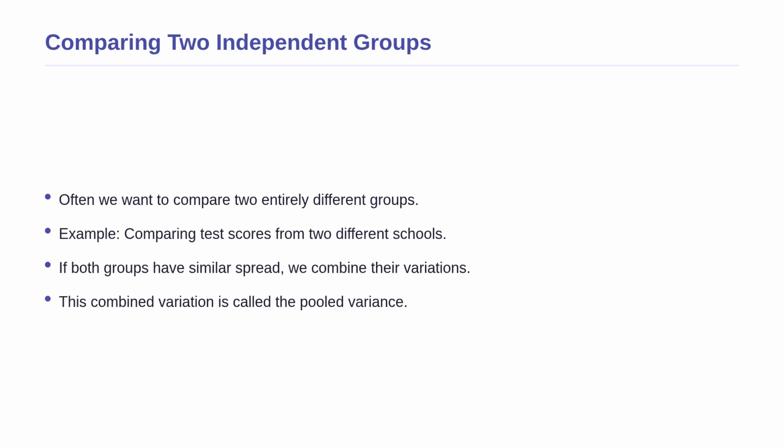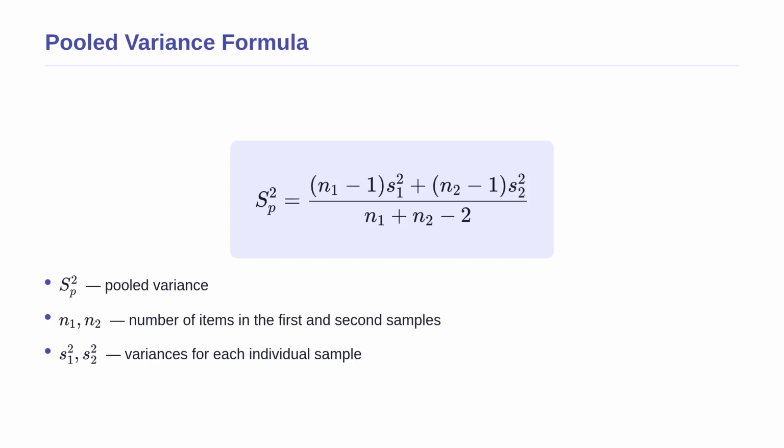So, we have successfully tested a single sample against a fixed claim. But often, we want to compare two entirely different groups to each other, like test scores from two different schools. If we can reasonably assume that the spread of scores within both schools is roughly the same, we use a method that combines their variations together. This combined variation is called the pooled variance. By pooling the data, we get a stronger, more reliable estimate of the overall spread than if we looked at each school separately. Let us look at the mathematical form of this combined spread.